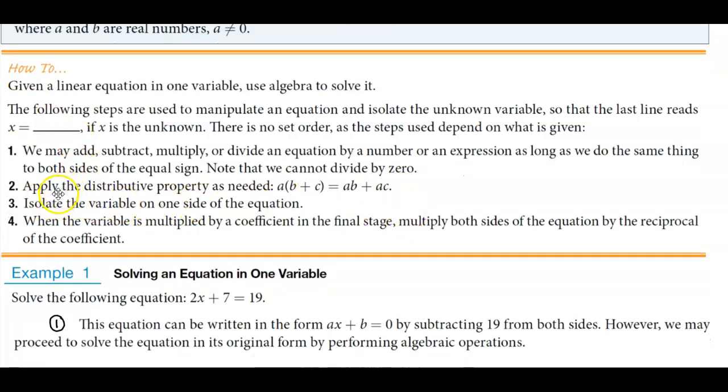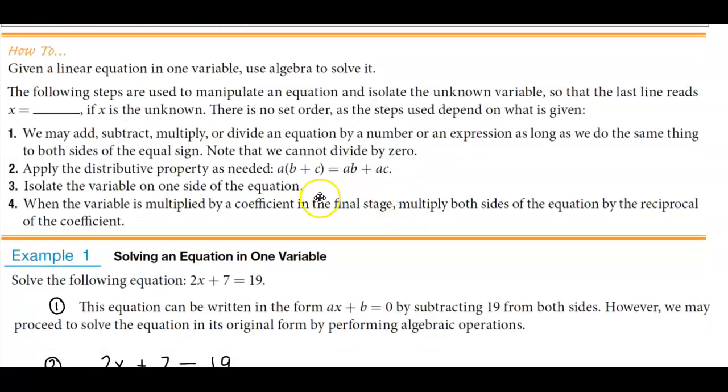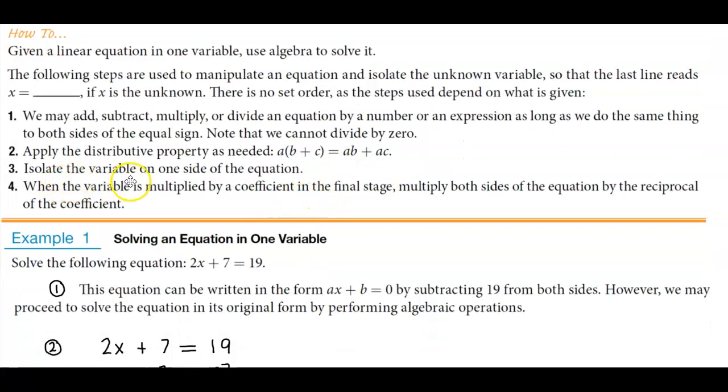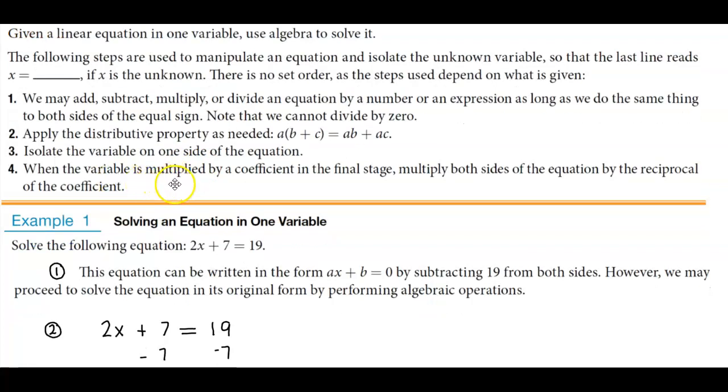Number 2, we apply the distributive property as needed. A times b plus c is the same thing as multiplying a times b plus a times c. Number 3, we isolate the variable on one side of the equation. Number 4, when the variable is multiplied by a coefficient in the final stage, multiply both sides of the equation by the reciprocal of the coefficient.